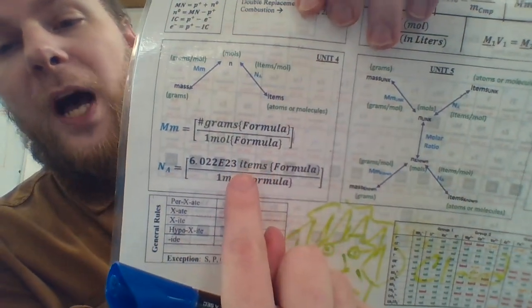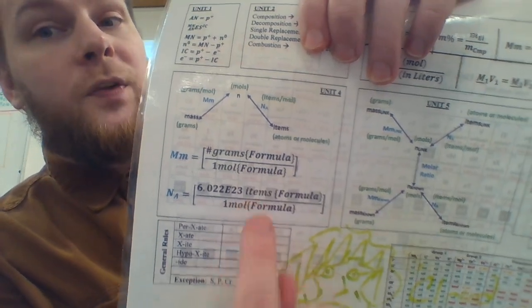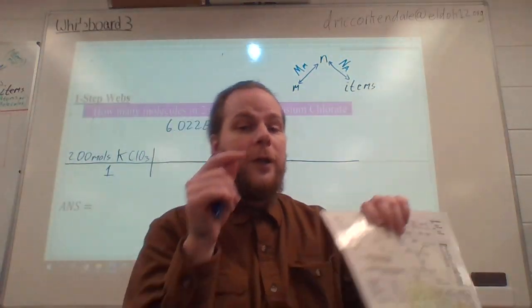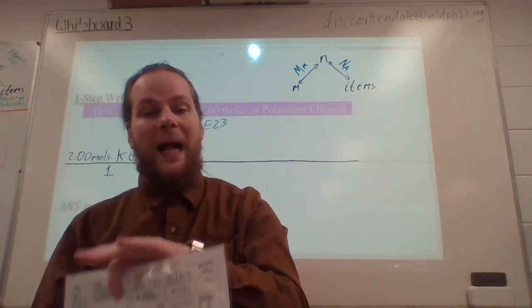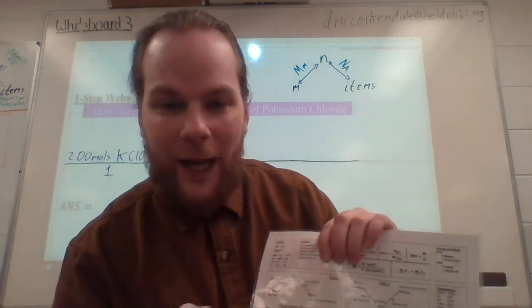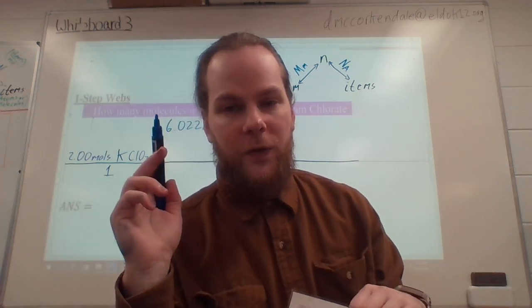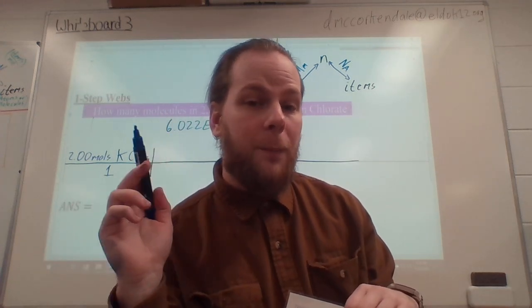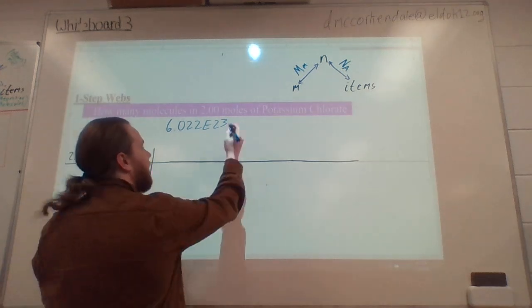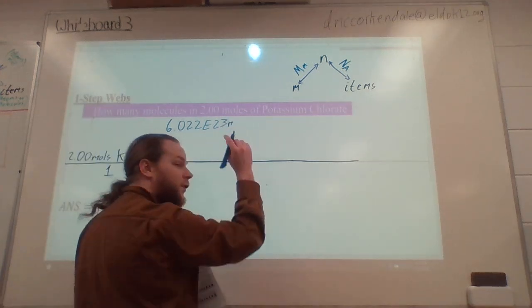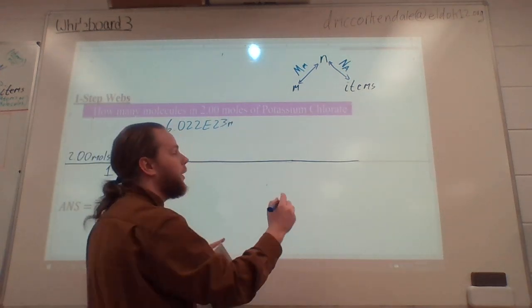And then the next thing on here says items. Now, items is always going to be either molecules or atoms. You do not actually write items. You write either molecules or atoms. In this case, it told us in the question, we want molecules. So I'm going to write, after Avogadro's number, instead of writing atoms, I'm writing molecules.